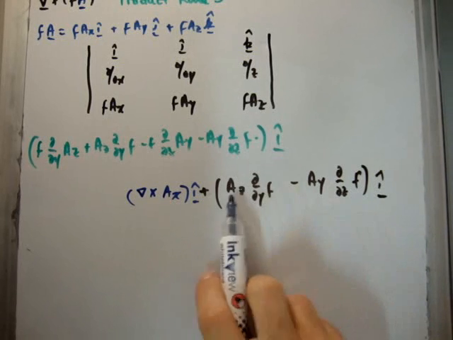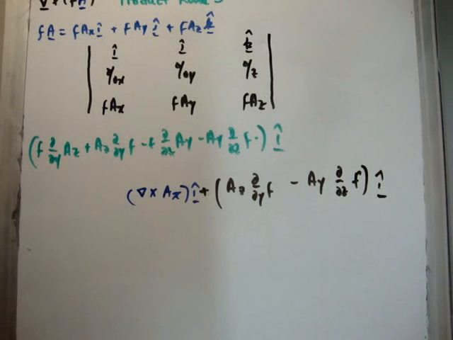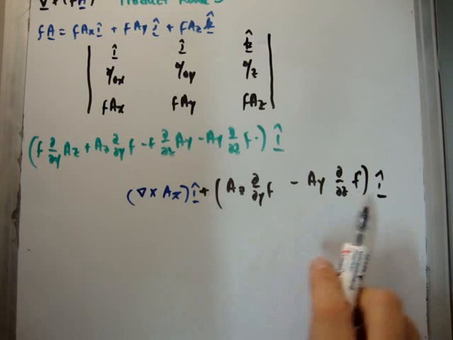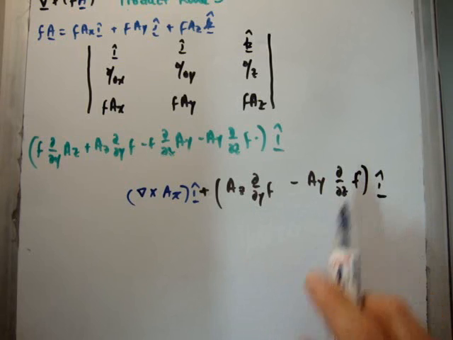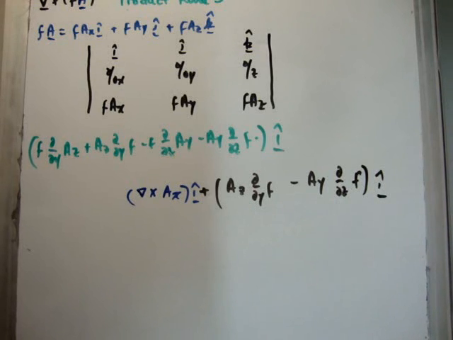We seem to be multiplying components here. We have our components here. We have del del y of f, del del z of f. What we're missing is del del x of f. So how do we account for the fact that we don't have a del del x of f?